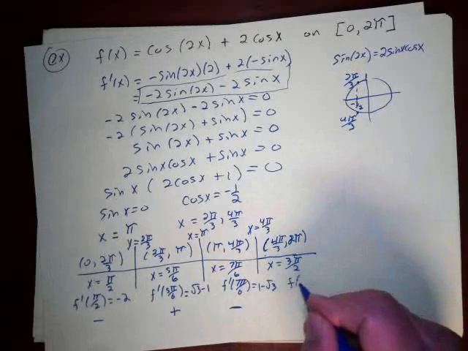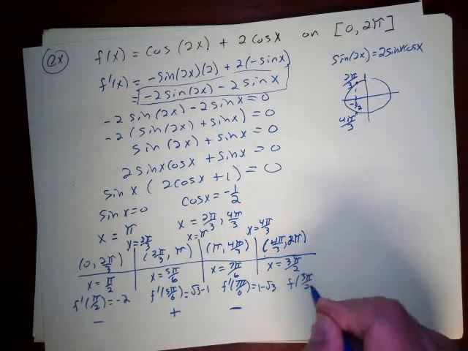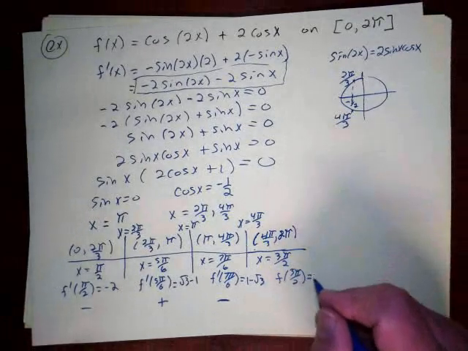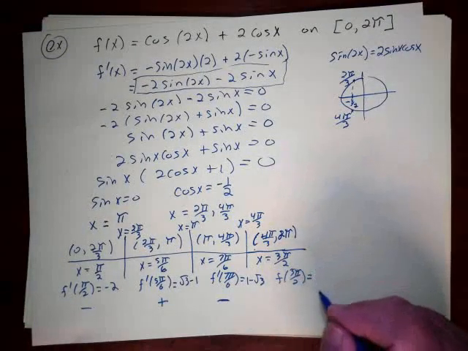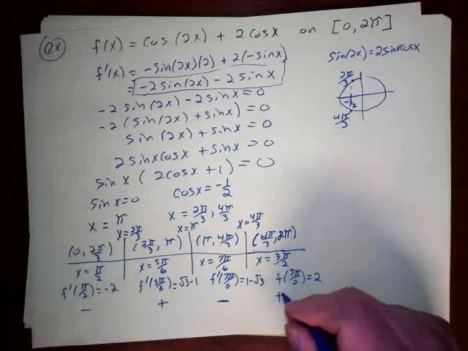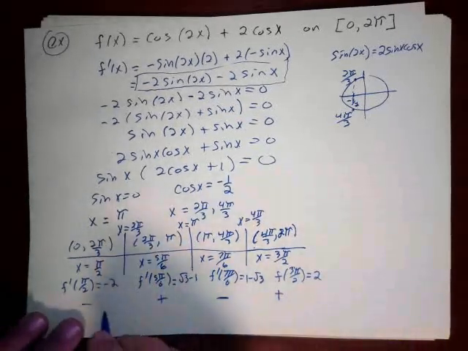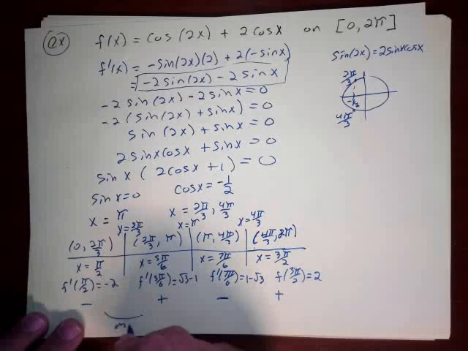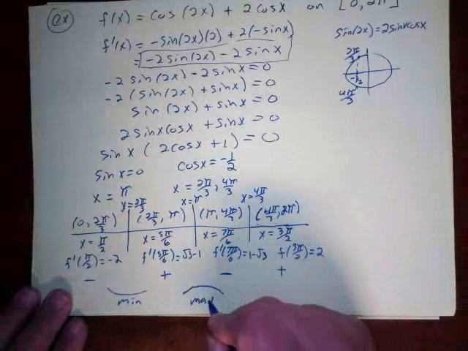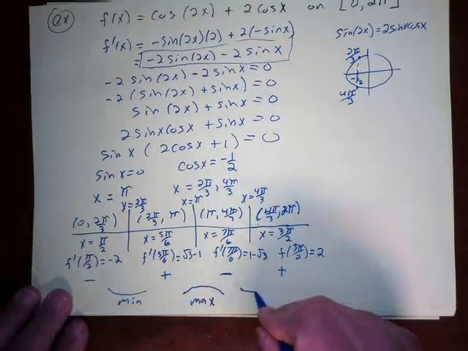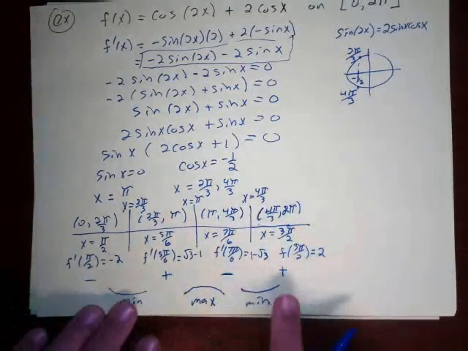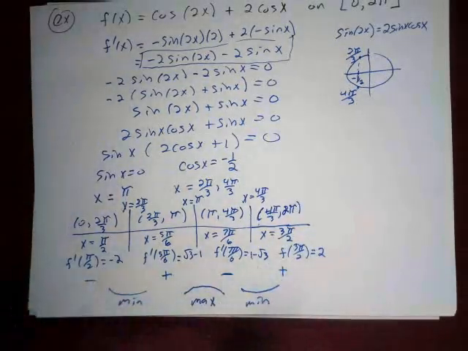And then when I put in 3 pi over 2, what I got here was positive 2. And so that was positive. So this went from negative to positive, so this was a min. And then it went from positive to negative, so this was a max. And then it went from negative to positive, so this was a min. There was a sign change each time. You had a min, a max, and a min.